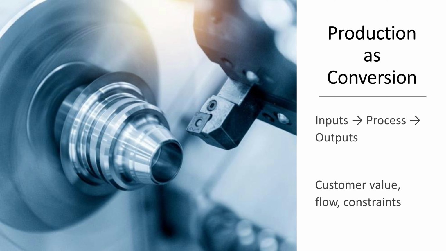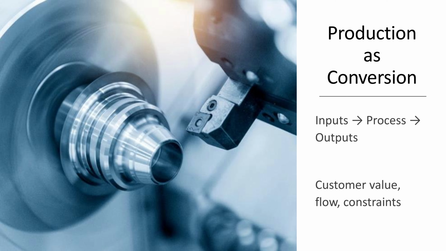The process is our sequence of operations from incoming inspection and preparation to fabrication, assembly, and test. The outputs are finished goods that meet specification, delivered safely, on time, and at cost. To manage conversion well, I clarify 3 things. 1. What value the customer expects: features, quality, delivery window, and price.